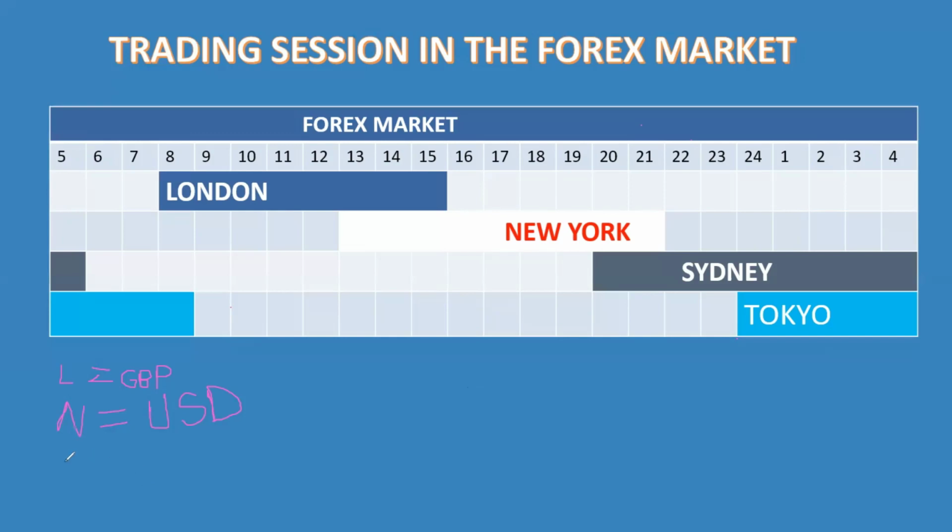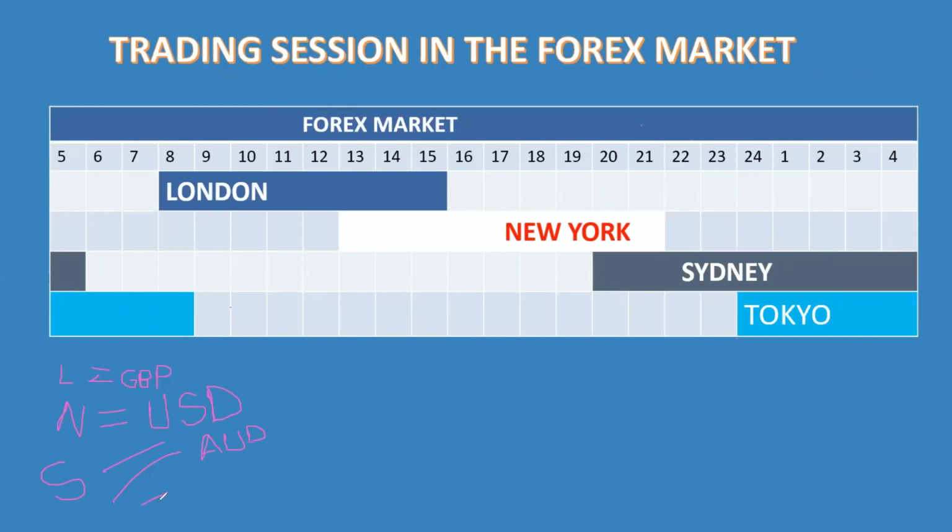For that of Sydney section, you have this currency, Australian dollar, to be highly volatile, and it starts around 1 a.m. Then for that of Tokyo section, the currency that is volatile in Tokyo section is JPY, Japanese yen.